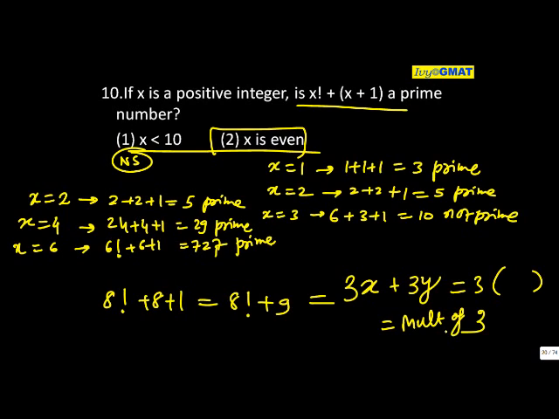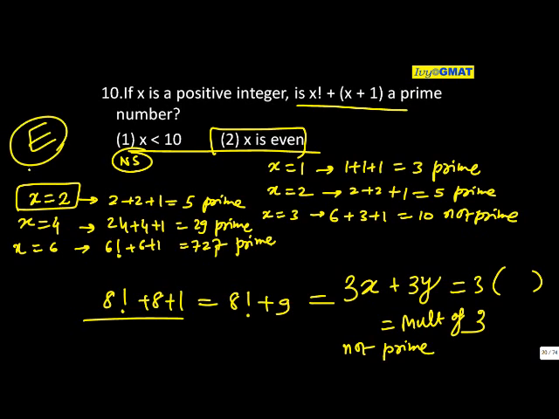Multiple of 3 will be prime or not prime? Never prime. Only 3 is prime. So if I take 2, I get prime, but if I take 8, I get not prime. So my answer is, whatever you do, you don't get it. So finally.